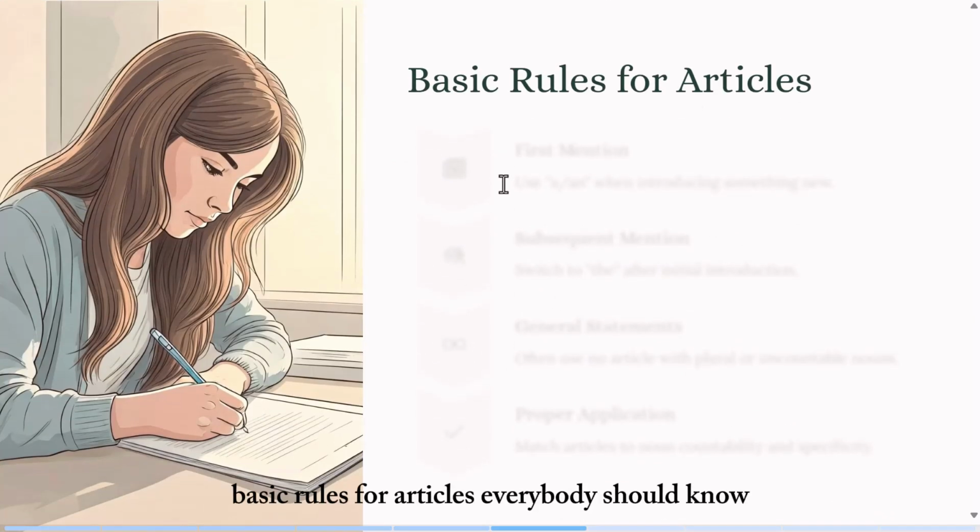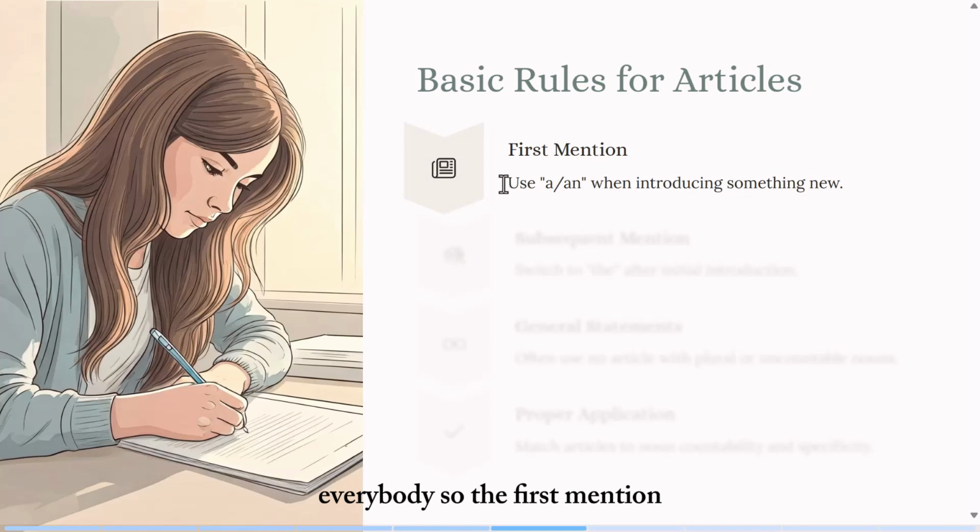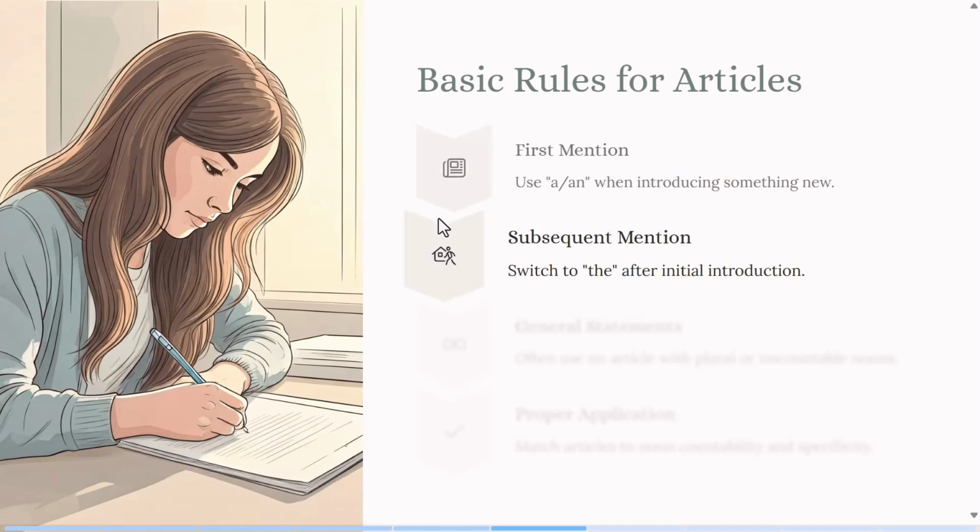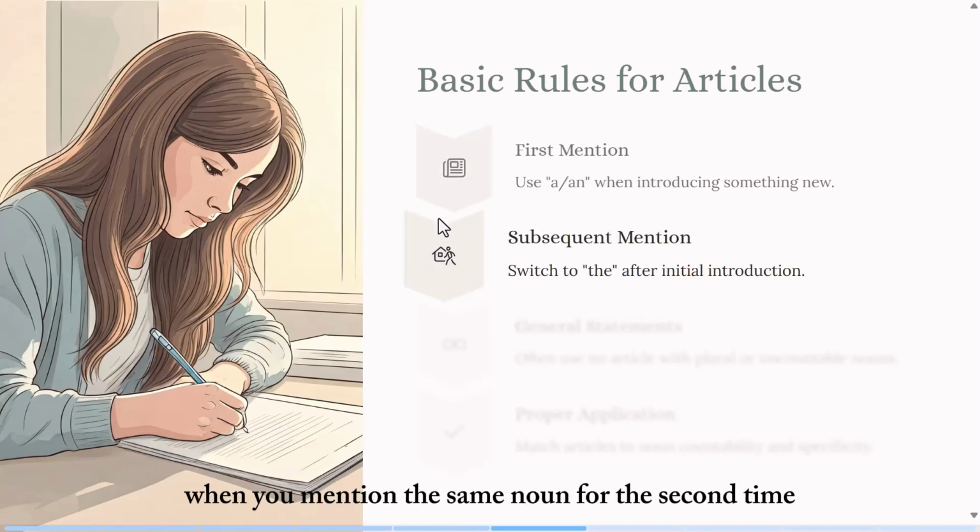Basic rules for articles, everybody should know. The first mention: when you want to mention something for the first time or for introducing something new, it is better to use a and an when you introduce something new. Subsequent mention: when you mention the same noun for the second time, switch a or an to the after the initial introduction to show that this noun has already been mentioned.